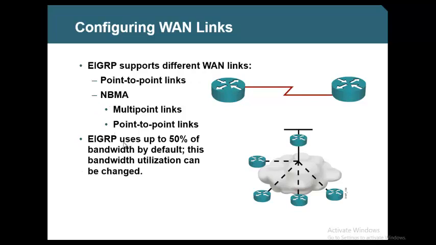But EIGRP will use up to 50% of bandwidth by default. This is the saddest part. So in a LAN environment, if 50% of your bandwidth is used, you don't care because you have so much bandwidth. You don't care.